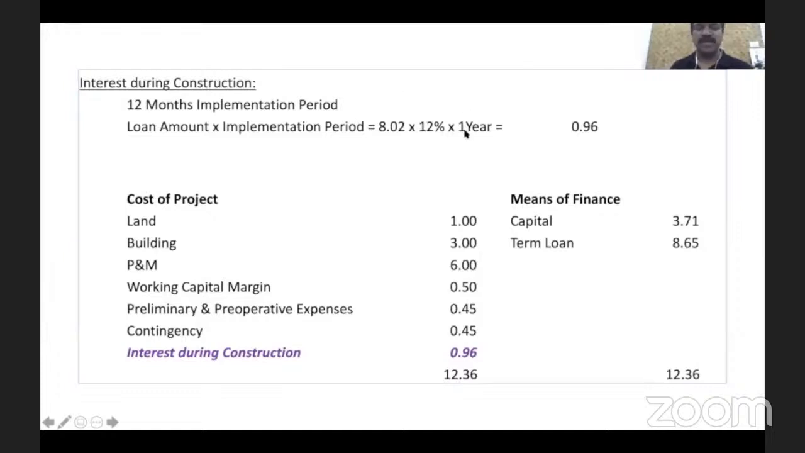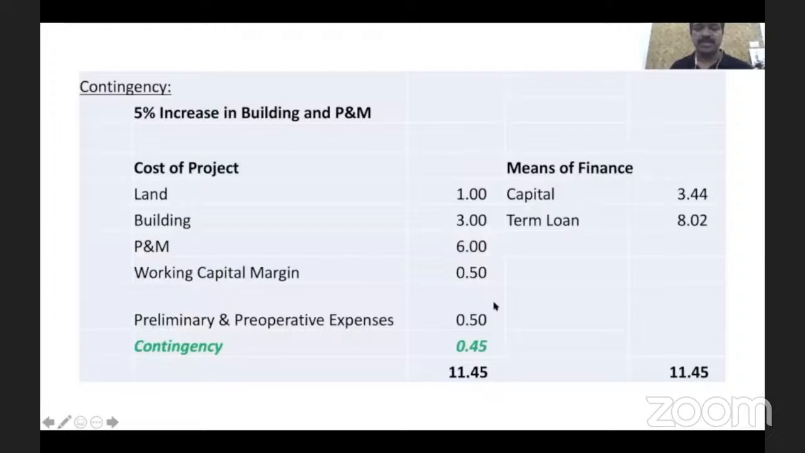Let's take our case itself. What is the cost of the project? 11.45 crore. What is the term loan we have finalized at this stage? It is 8.02 crore. Okay. Now this loan has been sanctioned, and from next month onwards, EMI is started. So every month they have to pay interest and principal.